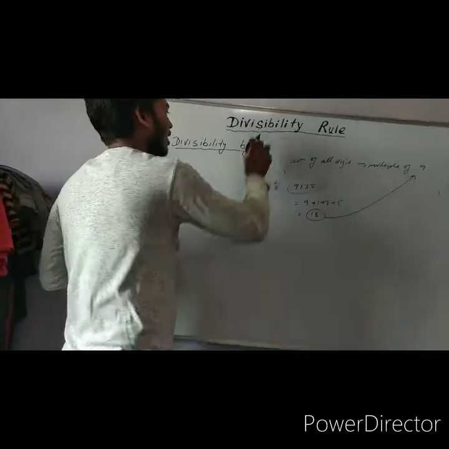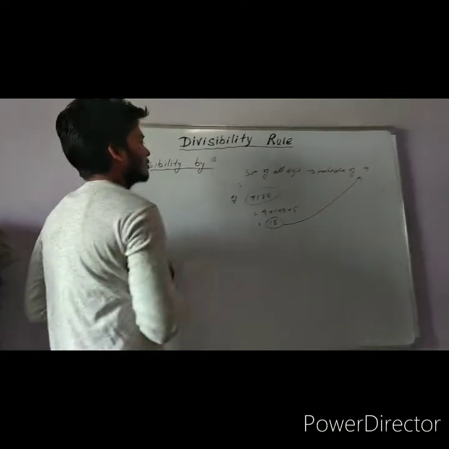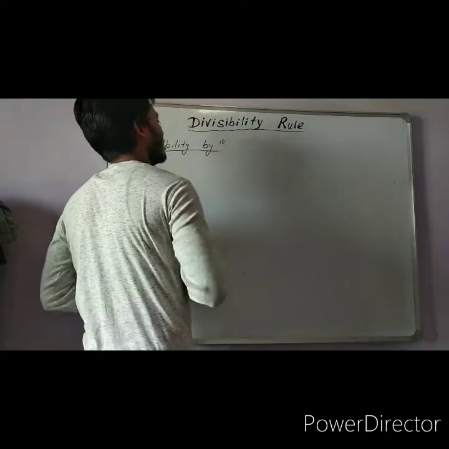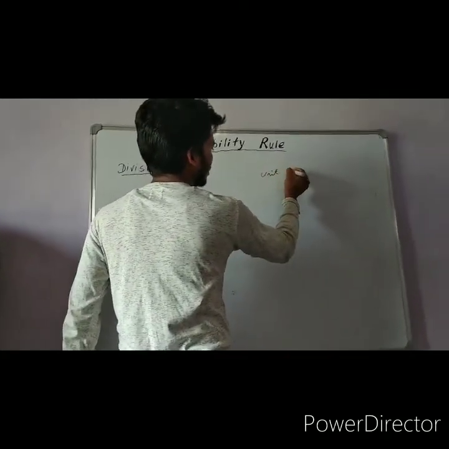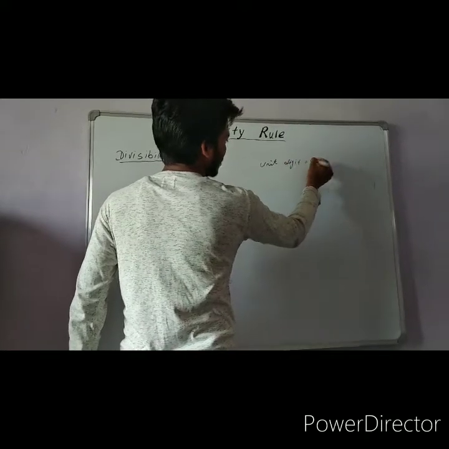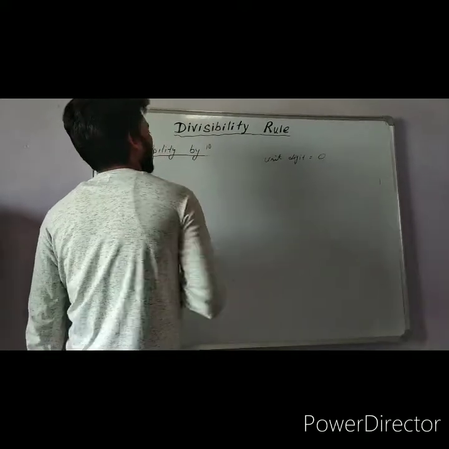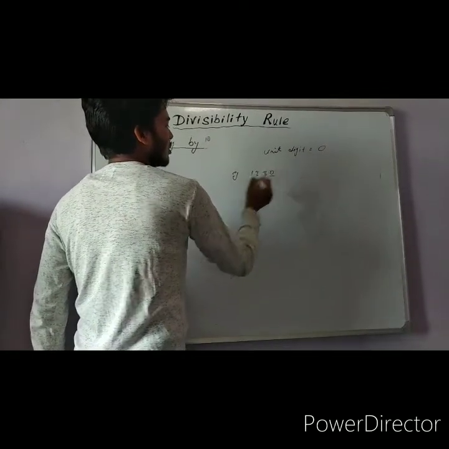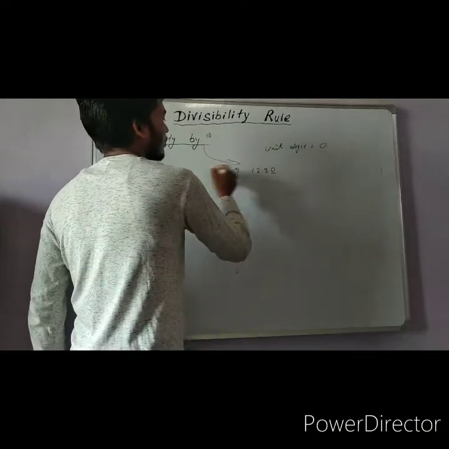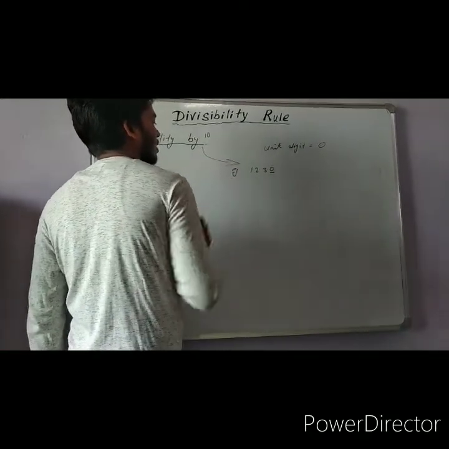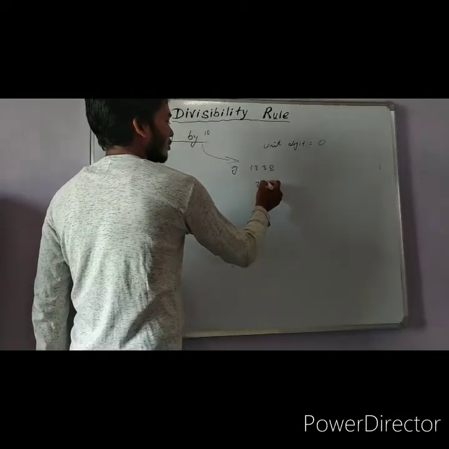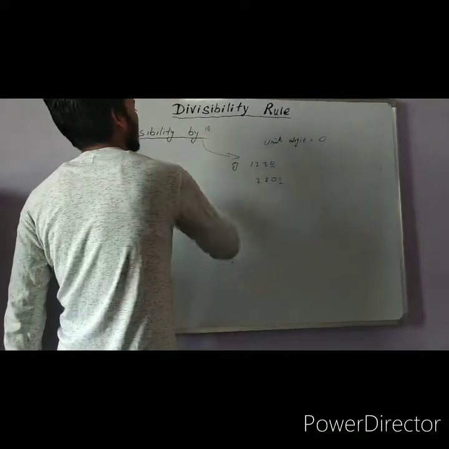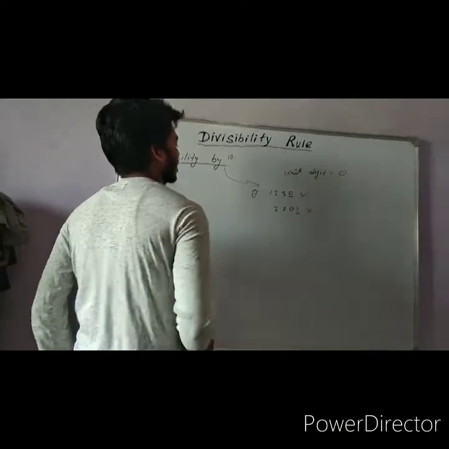Now next, divisibility by 10. Very easy. The divisibility rule of 10 is very easy. Here only the unit digit must be 0. If the unit digit is 0, then the whole number is divisible by 10. For example, 1230. Here the unit digit is 0, therefore 1230 is divisible by 10. 1201: here the unit digit is 1, not 0, therefore this number is not divisible by 10.